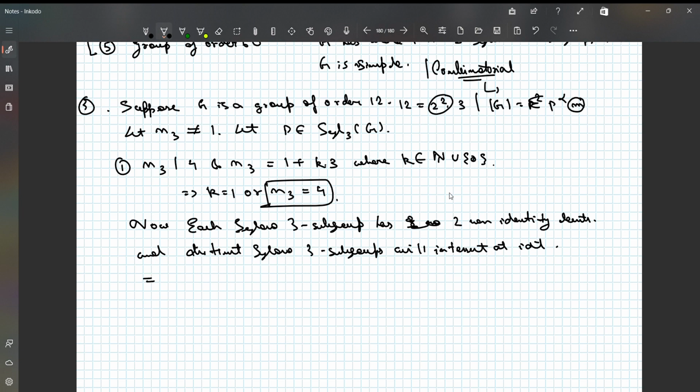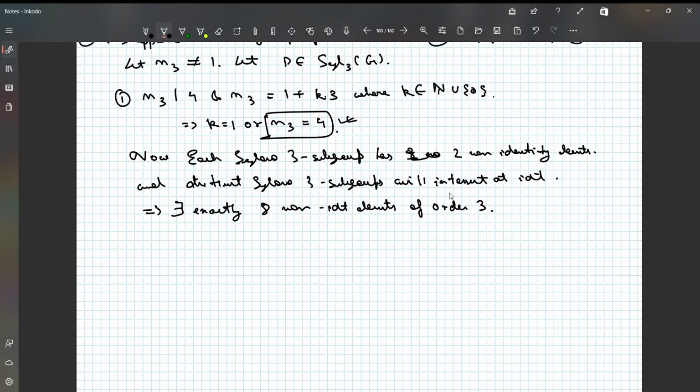But then what are the total number of elements of order 3? That implies there exist exactly 8 non-identity elements of order 3, because we have 4 Sylow 3 subgroups, and each of these 4 subgroups contain 2 non-identity elements, and the order of these 2 non-identity elements is 3. So we have 4 times 2, 8 non-identity elements of order 3. Okay. So this is something which we would require, obviously.